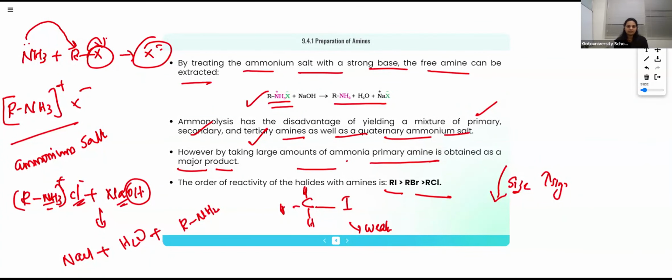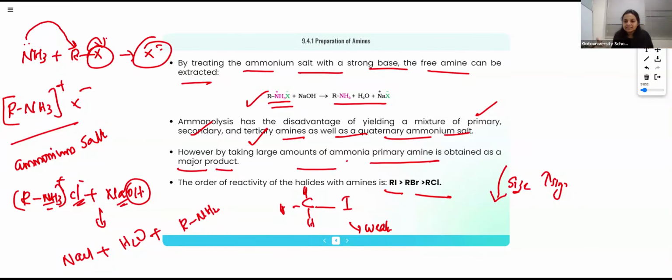Got it? Understood? So when the size of the halogen atom is increasing, it becomes easy to break the bond. So the reactivity of the halide ions will increase as iodine, bromine, chlorine. So alkyl iodides are more reactive than alkyl bromide, which is more reactive than alkyl chloride. Got it? Understood why the alkyl iodides are more reactive?